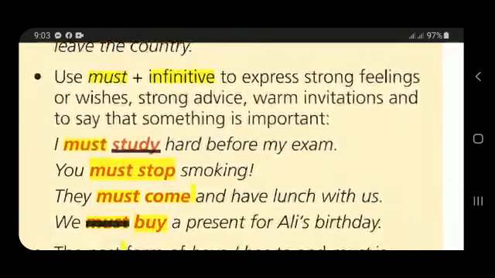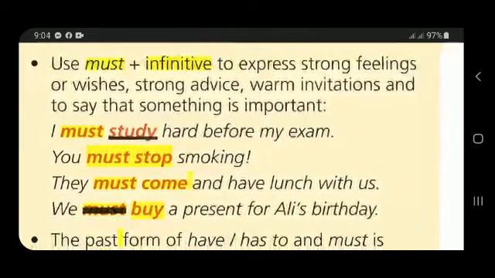The next sentence, you must stop smoking. Here is a strong advice. You here give a strong advice. You must stop smoking means that it's a very necessary thing to be done. Okay? Or when I say you must eat healthy food, here is another way to express a strong advice.